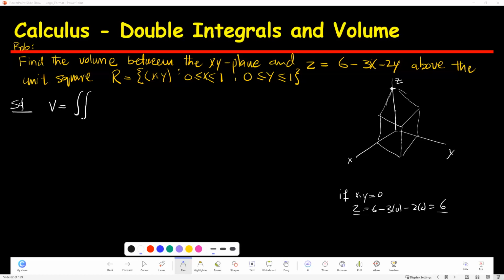In this problem, the function is given, z, dy dx. I can also write r here for the region, and write a function like this. Now I'm going to replace the z with the function which is given, 6 minus 3x minus 2y, dy dx.